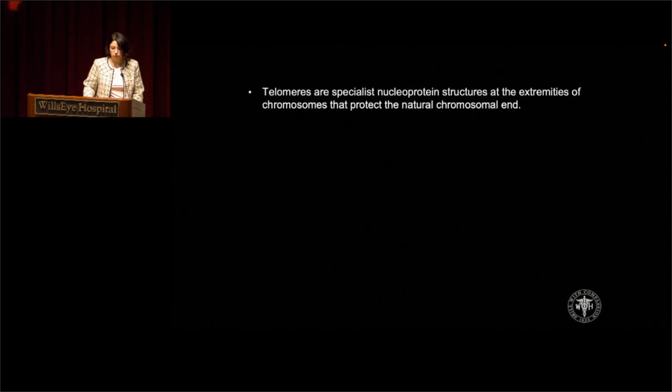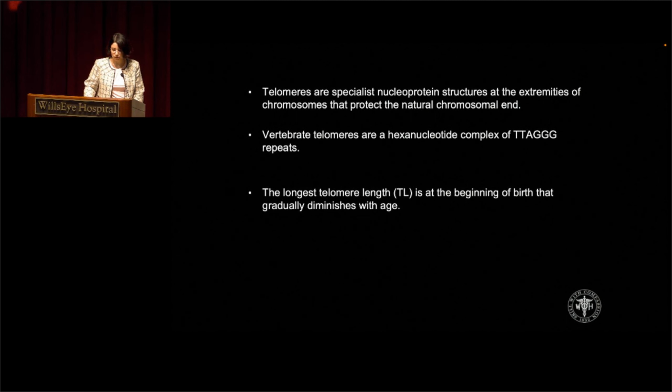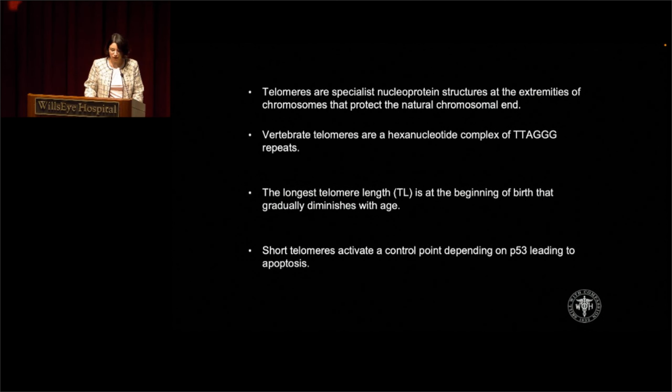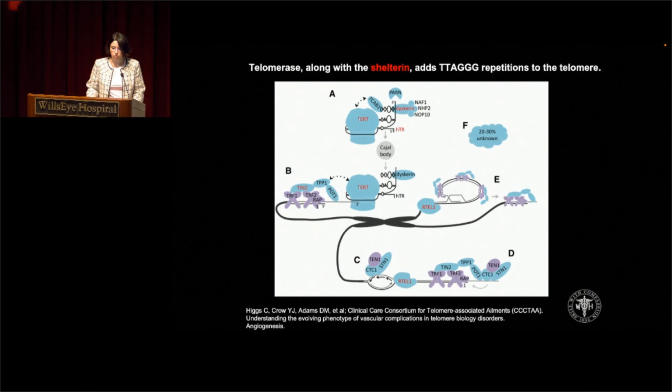So just a refresher about telomeres, they're structures at the end of the DNA, and there are TTAGGG repeats at the end of the telomeres, and the longest telomere length is at the beginning of birth, and gradually it diminishes with age. And if there's a short telomere, it activates a checkpoint, and then we will have apoptosis. So telomerase enzyme is the good enzyme helping to maintain the telomere length. And there's a complex called shelterin. Actually, it helps telomerase to add these TTAGGG repetitions at the end of the DNA. And any problem in these proteins would result in short telomere.